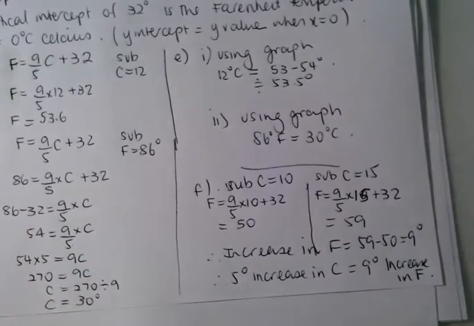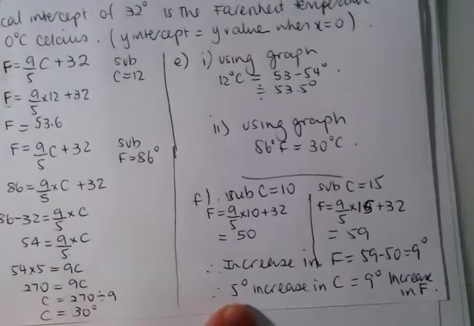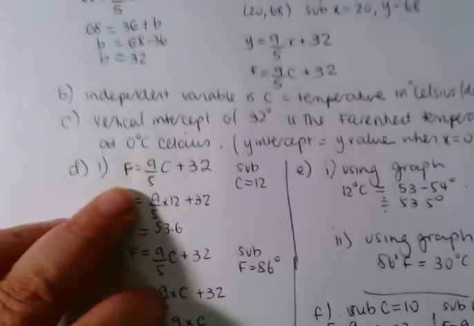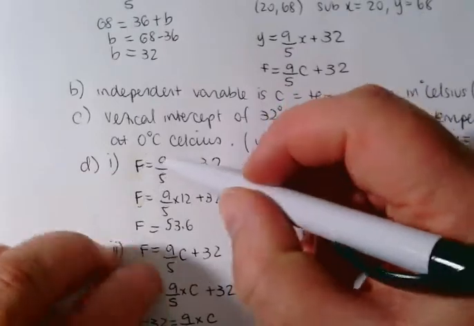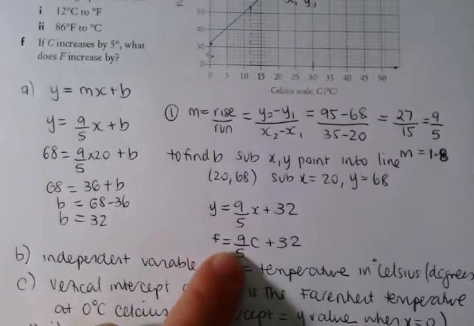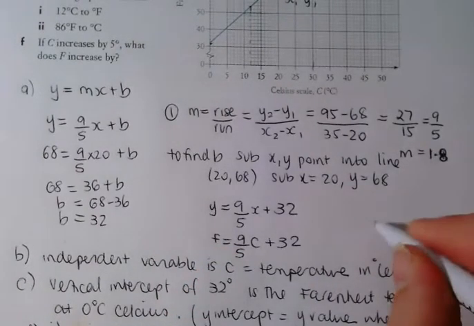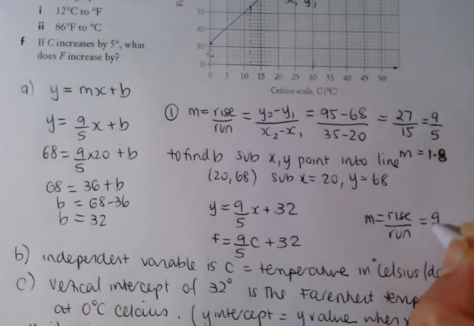Now that we've worked that out, you can actually see it in the formula, so I really didn't need to do that. Let's look at the formula. F equals 9 over 5C plus 32. Your 9 over 5 is your gradient, which is your rise over your run. So our gradient is rise over run, which is 9 over 5.